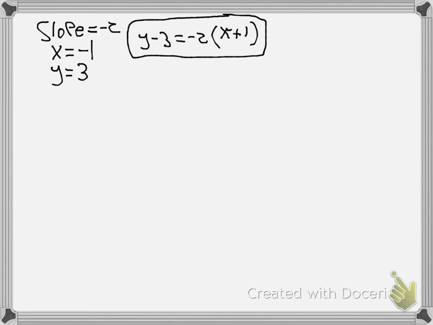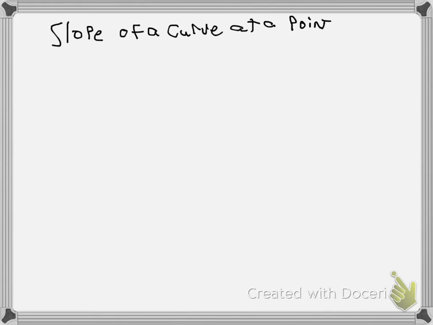So to make it official, it looks like this. The slope of a curve y equals f of x at a point is the number where the slope equals the limit as h approaches 0 of f of x plus h minus f of x, all of that divided by h.